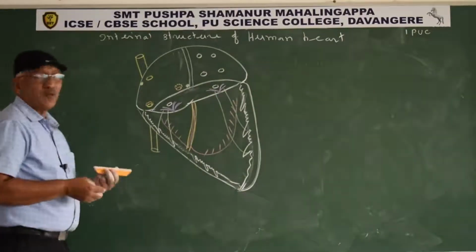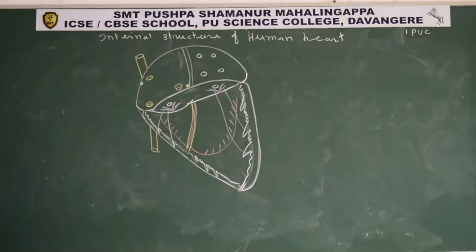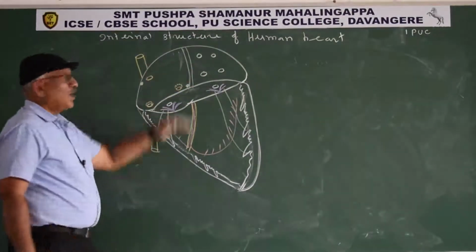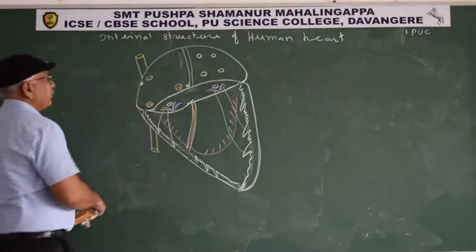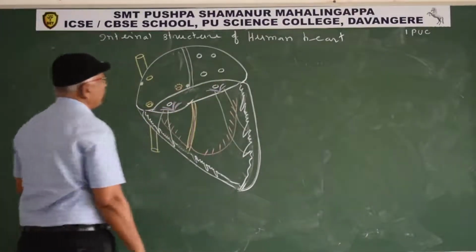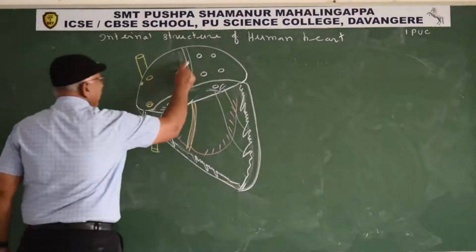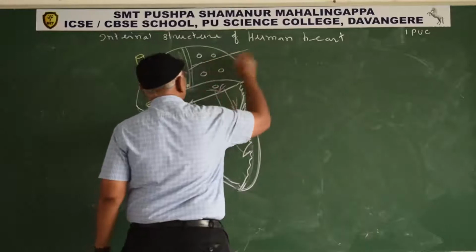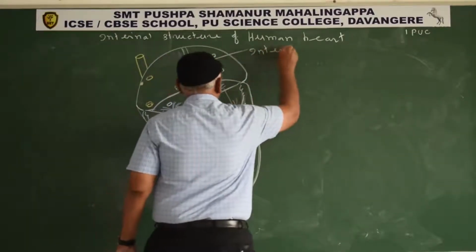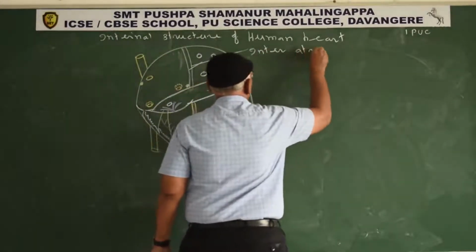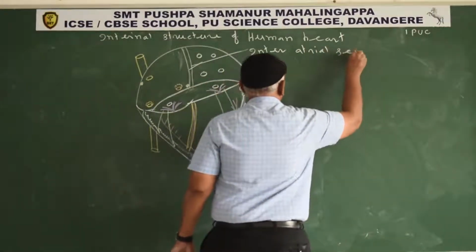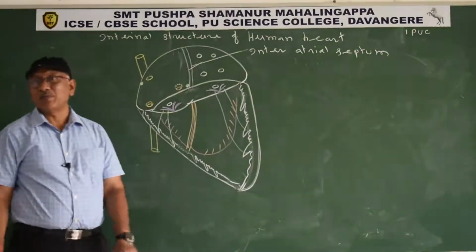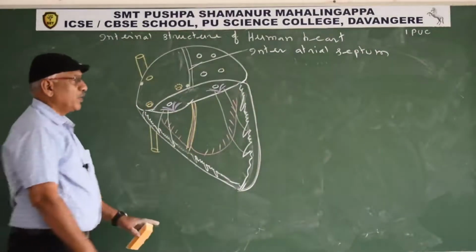So, the internal structure of the human heart. The upper chambers are the atria, the right atrium and the left atrium, internally separated by a membrane, the interatrial septum.